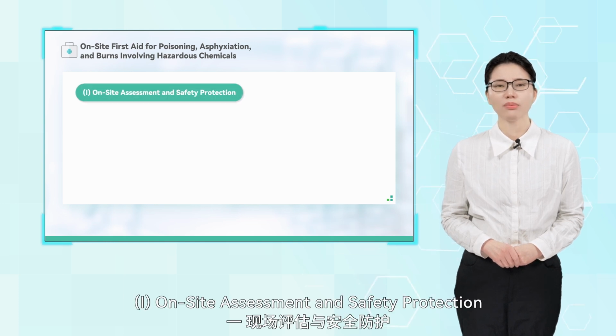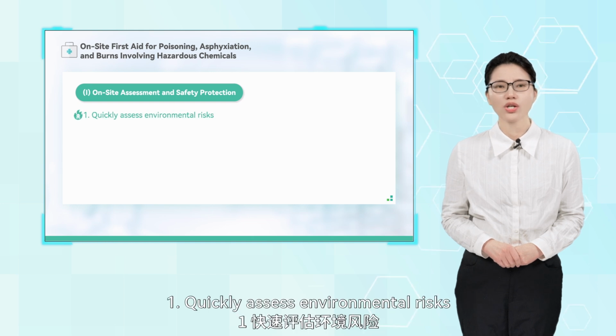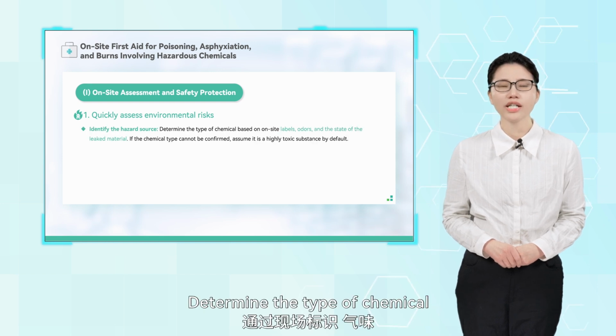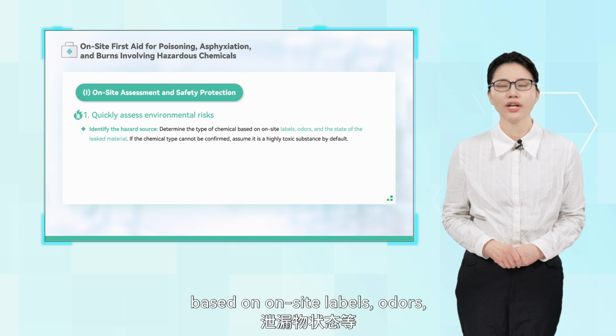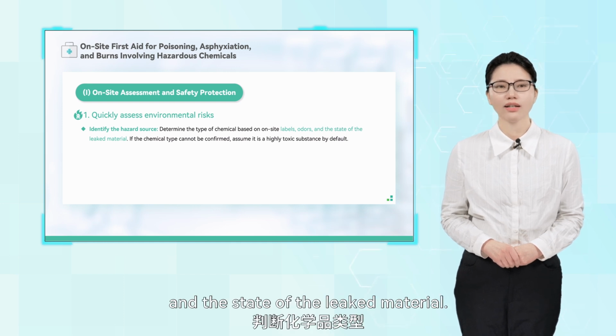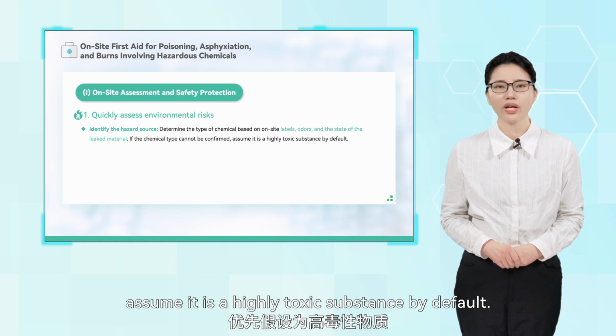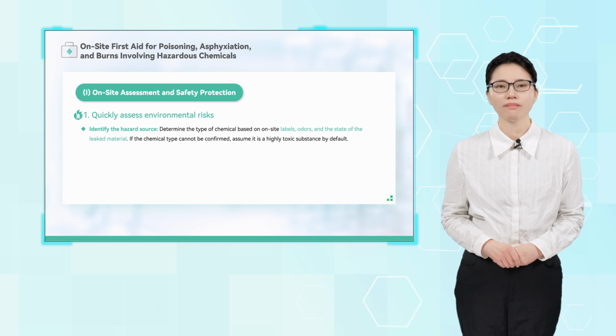1. On-site assessment and safety protection. 1. Quickly assess environmental risks. Identify the hazard source. Determine the type of chemical based on on-site labels, odors, and the state of the leaked material. If the chemical type cannot be confirmed, assume it is a highly toxic substance by default.